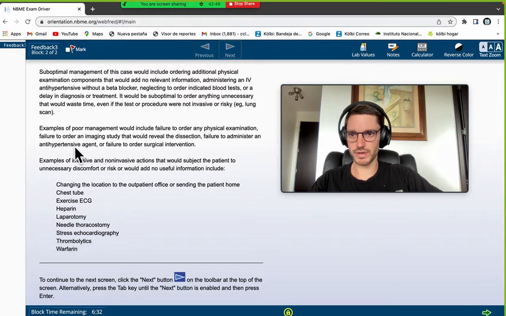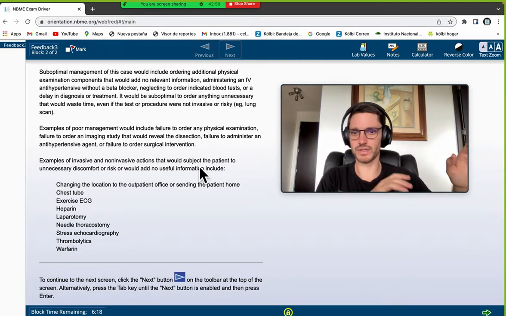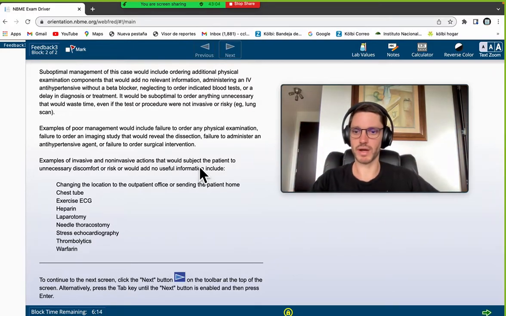Failure to administer an antihypertensive agent or failure to order surgical intervention. Yeah, I asked for surgical consultation. I'm not sure if I had to ask for surgical intervention or endovascular aortic repair. Not sure, but I believe surgical consult is important, or they are the ones that decide. They have to run fast.